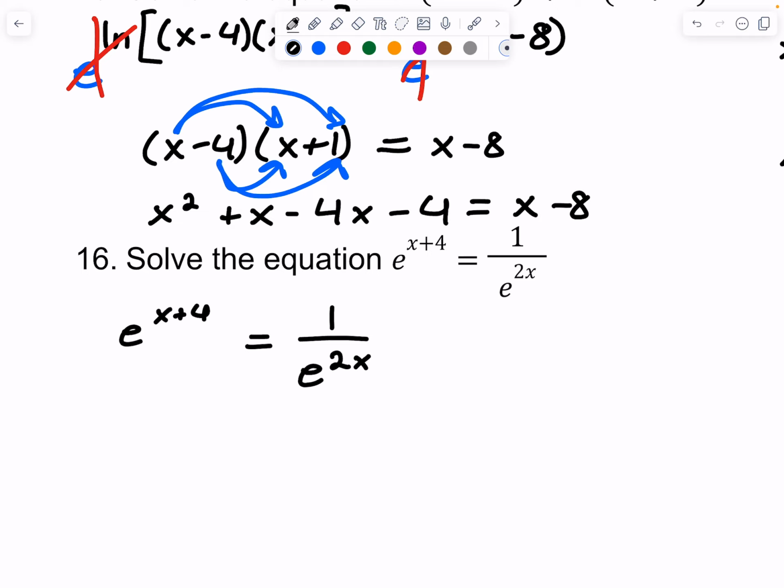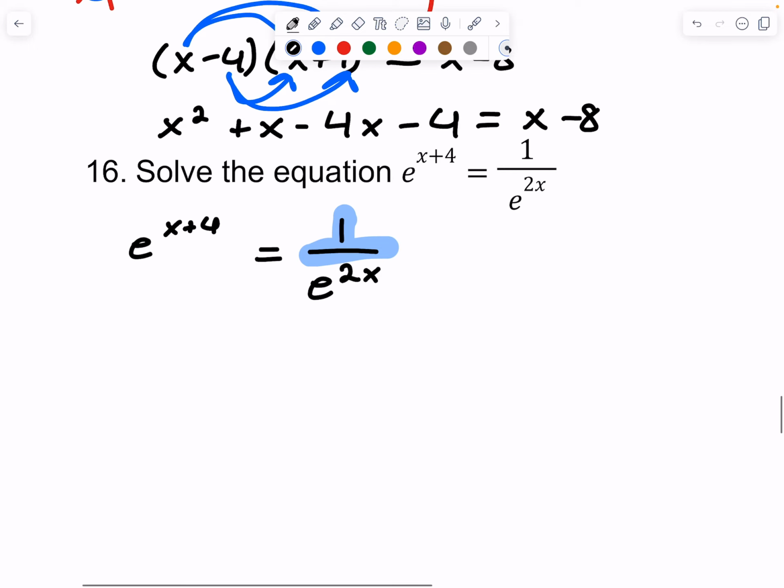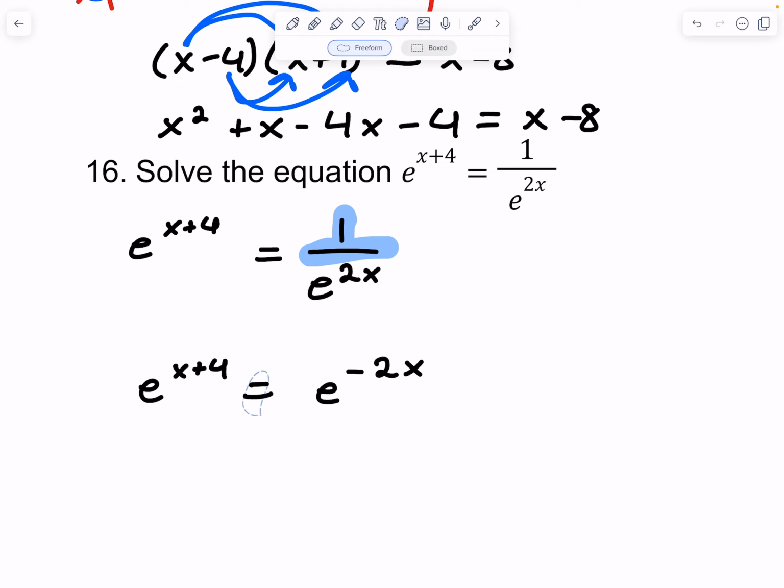So really the problem here is this 1 over business is kind of in the way. If we could get rid of that, then we'd have an exponential, and that would be perfect. And you may remember, 1 over just means negative exponent. So I'm going to have e to the x plus 4 equals e to the negative 2x. Now, I've got one exponential on each side by itself.